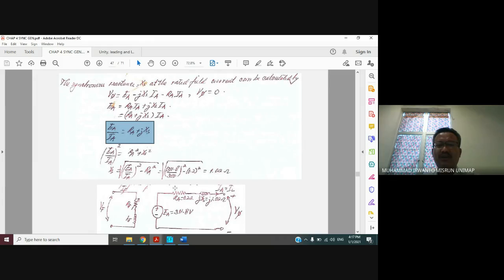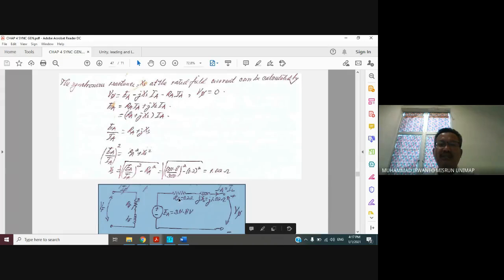So if we draw the equivalent circuit just like this one, please put the value of RA here, XS here, and also the internal generated voltage here. Okay, understand? Now this one is for the Y connection.